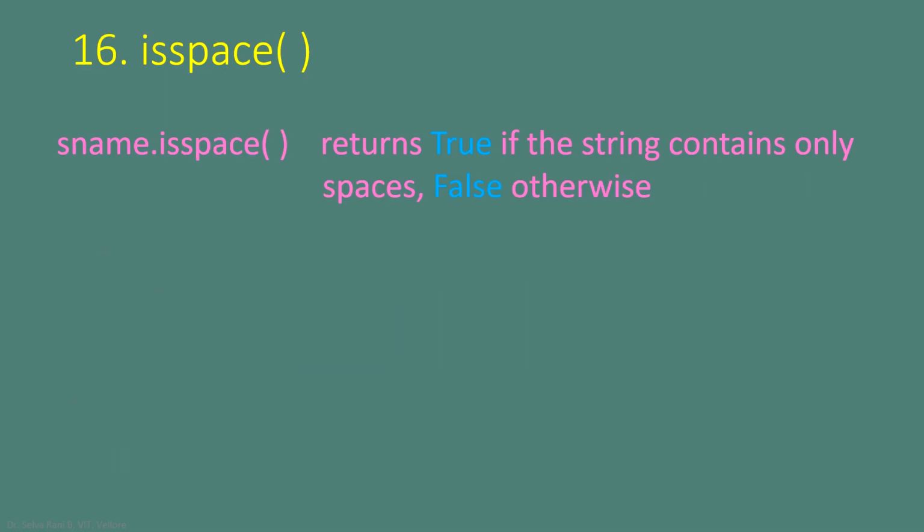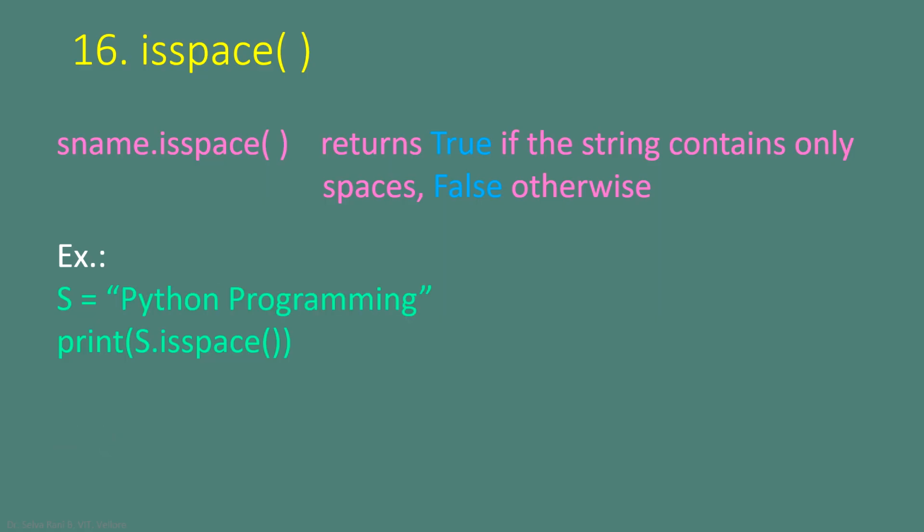isspace. This method returns true if the given string contains only spaces. Otherwise, it will return false. The syntax is string name dot isspace(). For example, let s is equal to some spaces in between the quotes. For this string, if we check s.isspace(), then we are getting the result as true.